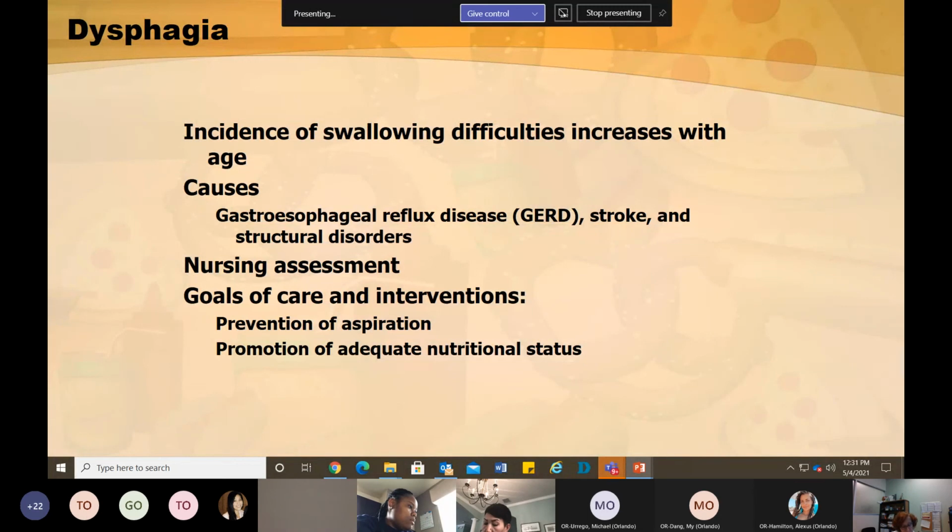Another term that you're familiar with is dysphagia. They're having problems swallowing. Lots of things can cause it.